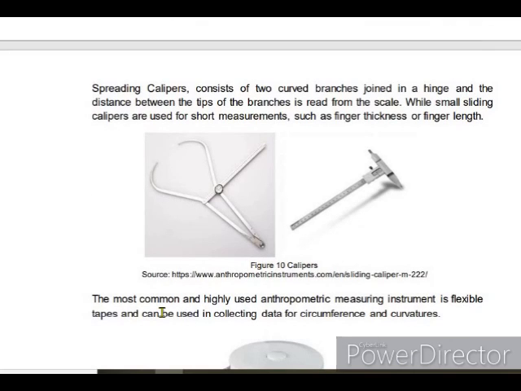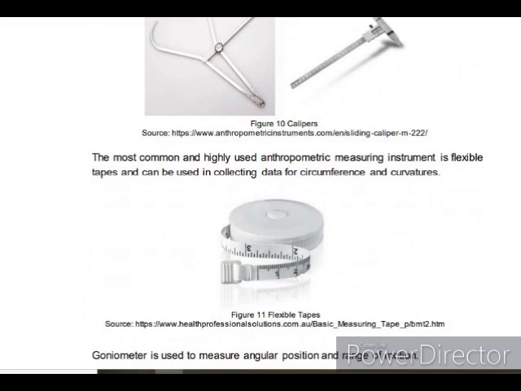Next, spreading calipers. So this is what I'm talking about. The vernier caliper consists of two curved branches joined in a hinge, and the distance between the tips of the branches is read from the scale, while small sliding calipers are used for short measurements. So the picture on the left is used for a wide measurement, while the second is for short measurements, such as finger thickness and finger length. So those are the calipers.